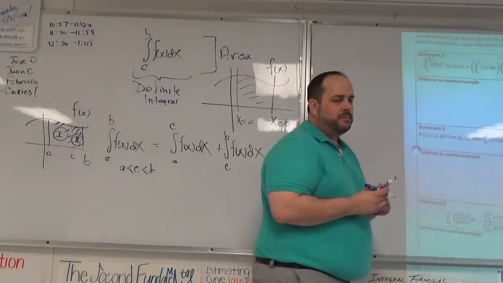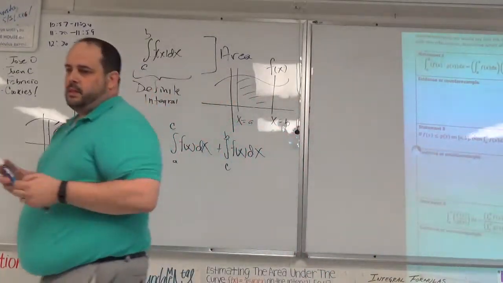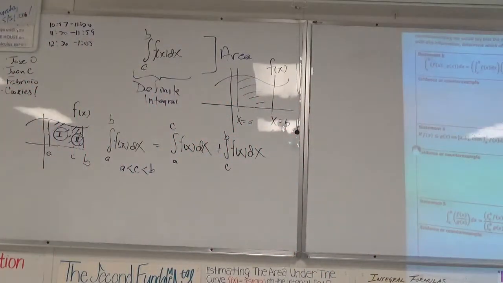See what you can do with statement number 1. This is the last generic property that we'll do before we look at a couple of examples.